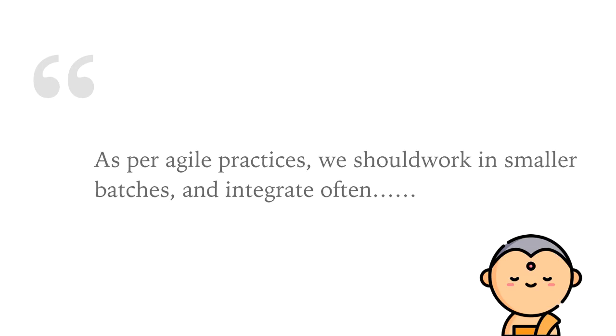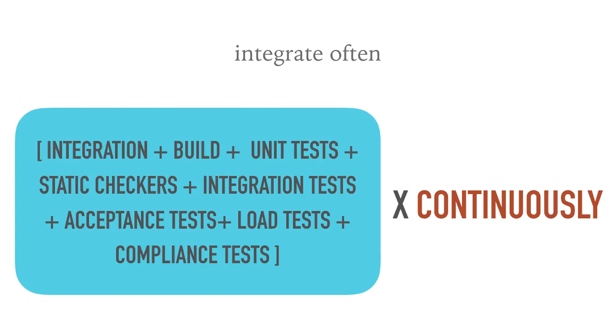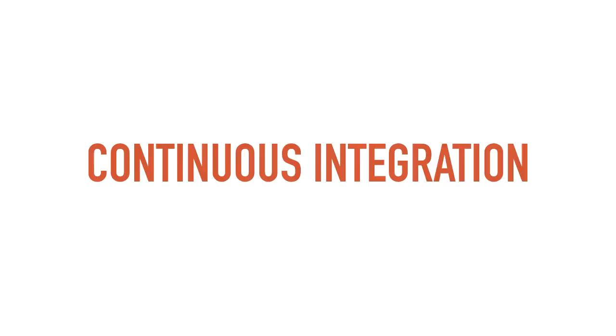Right? So this is what we learned. So we want to run all these tests, and as part of the agile practices, when do we run it? Whenever we integrate, often. So we would have to run these tests continuously, and that's the process we would call continuous integration.